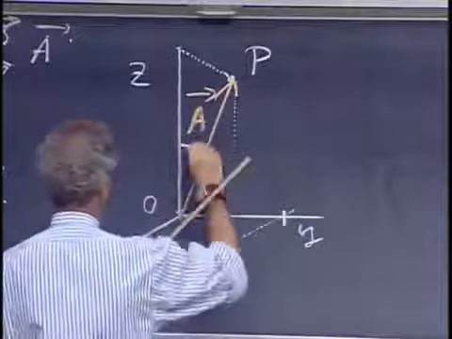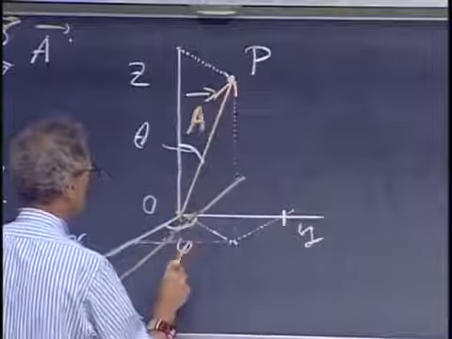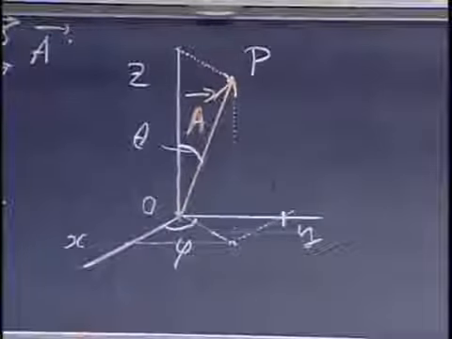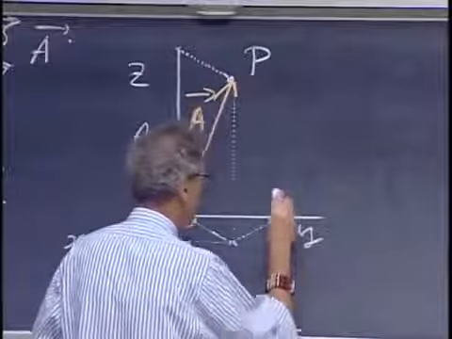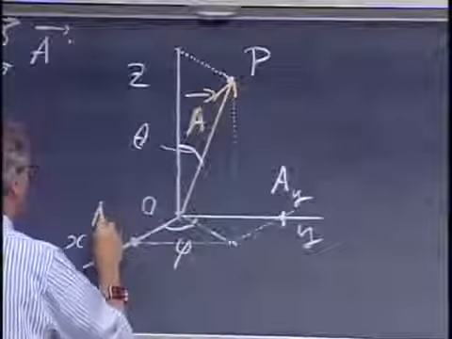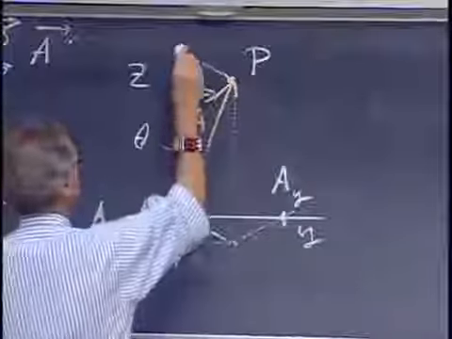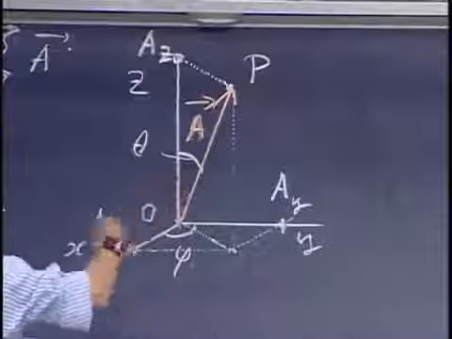Let this angle be theta, and this angle be phi. Notice that the projection of A on the y-axis has here a number which I call A of y. This number is A of x, and this number here is A of z. Simply the projection of that vector onto the three axes.